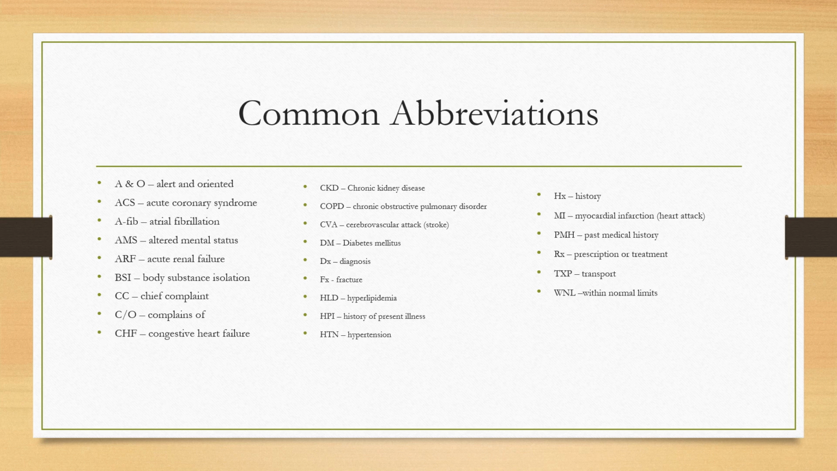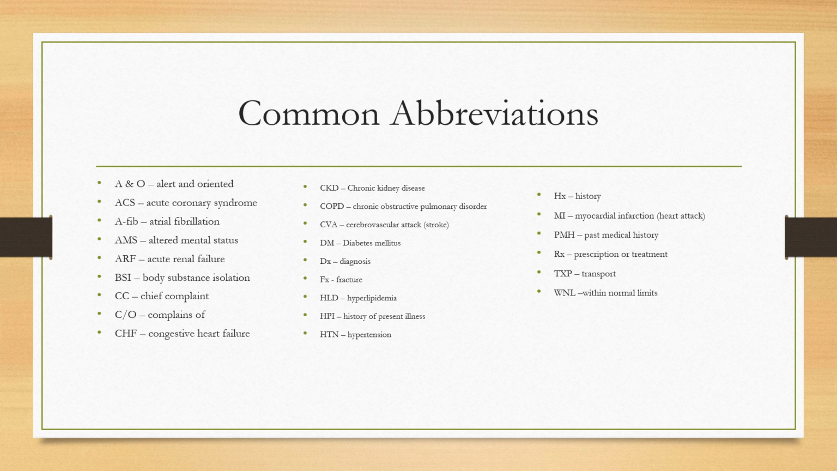COPD is chronic obstructive pulmonary disease. This is a very, very common illness in the elderly. It's also becoming more common in people who are middle-aged that tend to smoke a lot. So these people have a hard time pushing air out of their lungs because their bronchioles get so constricted they can't push air out. So CVA, cerebrovascular attack or a stroke.